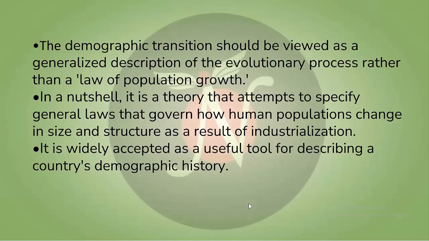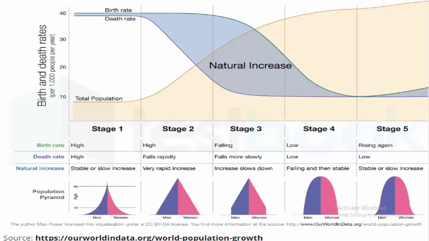The demographic transition should be viewed as a generalized description of the evolutionary process rather than a law of population growth. In a nutshell, it is a theory that attempts to specify general laws that govern how human population changes in size and structure as a result of industrialization. It is widely accepted as a useful tool for describing a country's demographic history. So these are the different stages: stage 1, stage 2, stage 3, and stages 4 and 5.